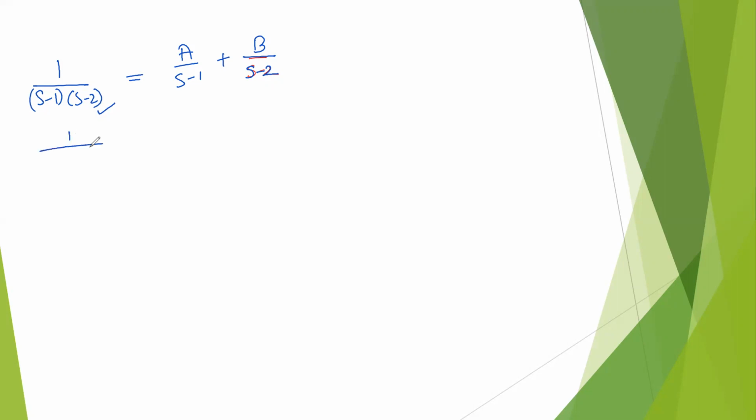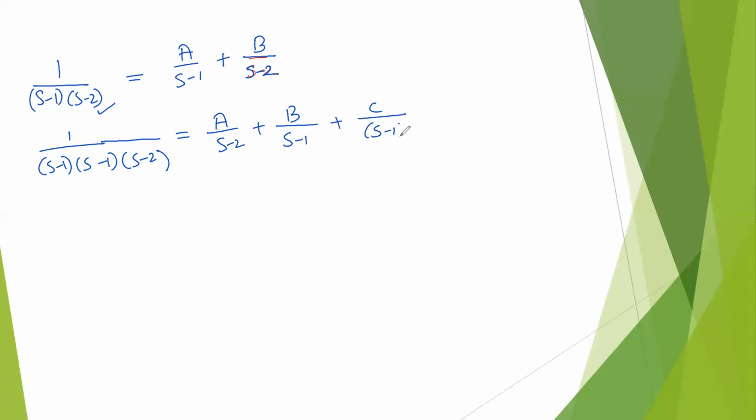In another case, 1 by s minus 1 into s minus 1, that is, s minus 1 is repeated two times and s minus 2 is obtained only once. So how do we write the partial fraction for these? First, A by s minus 2, plus B divided by s minus 1, plus C divided by s minus 1 whole square. Like this, the partial fractions are split when repeated factors are there.